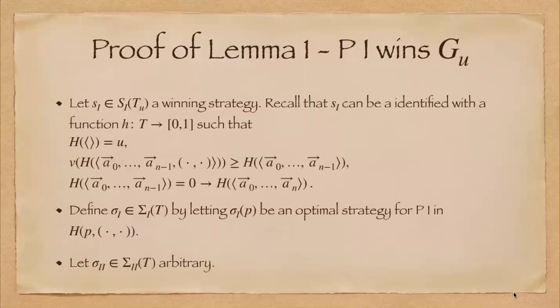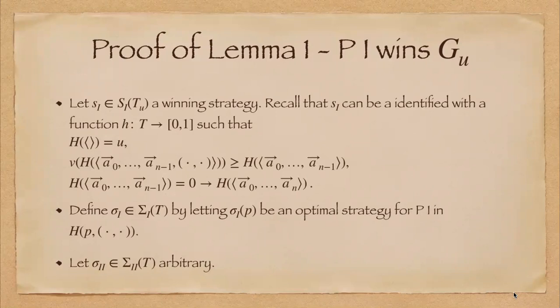So now I'm going to prove the first lemma, lemma 1. I'm going to show you how player 1 wins. I'm going to assume that player 1 wins G_u, and I'm going to construct a behavior strategy for player 1 in the Blackwell game. So let's say that S1 is a winning strategy in G_u for player 1.